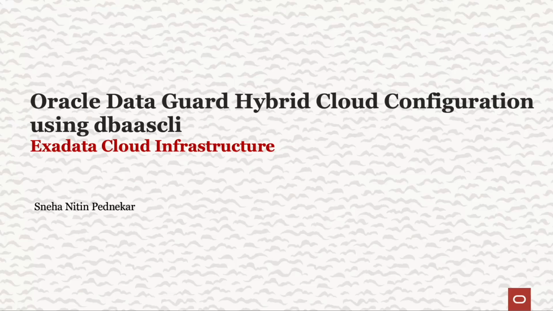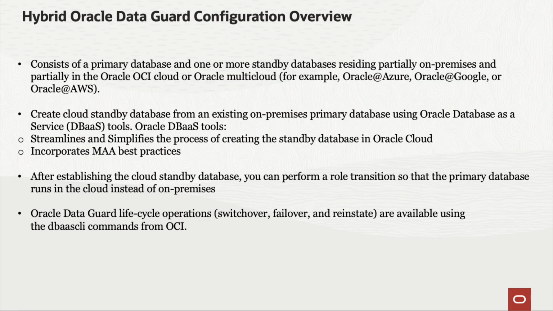Hi all, in this video we shall see how to create Oracle Data Guard hybrid cloud configuration using DBaaS CLI. A hybrid Oracle Data Guard configuration consists of a primary database and one or more standby databases residing partially on-premise and partially in the Oracle Cloud or Oracle Multi-Cloud. We shall use the DBaaS CLI method to create a cloud standby database from an existing on-premise primary database.